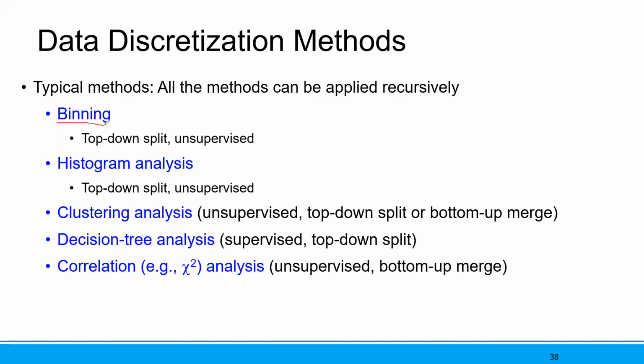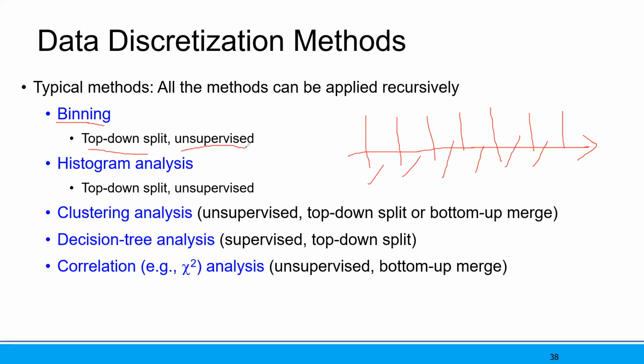Binning means I have the data like this, and then I want to bin it. So I want to make bins like this: the first bin, the second bin, the third bin, fourth bin, fifth bin, and sixth bin. We have top-down split and unsupervised for this kind of binning. And we can use histogram analysis. The histogram analysis here is actually using binning.